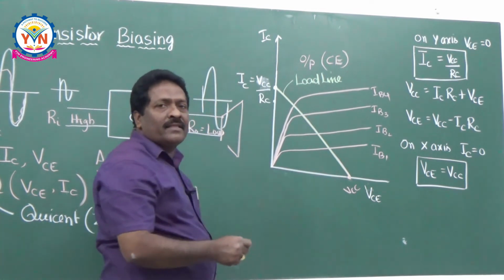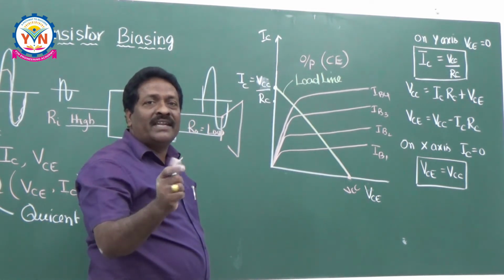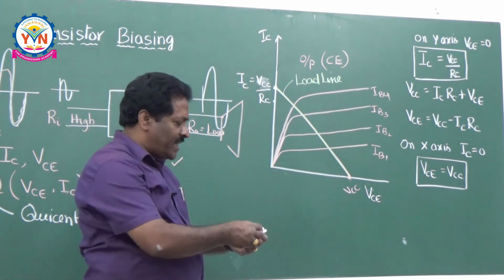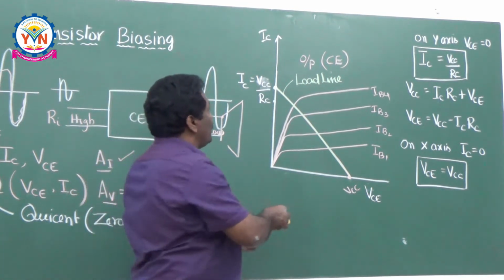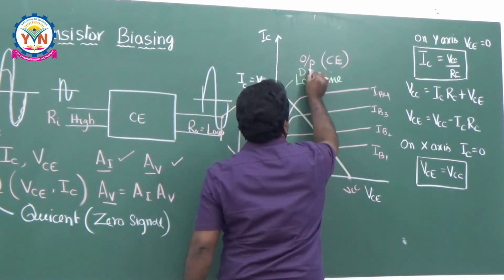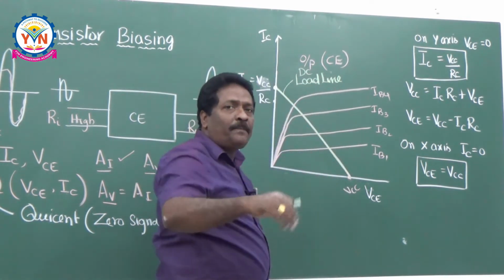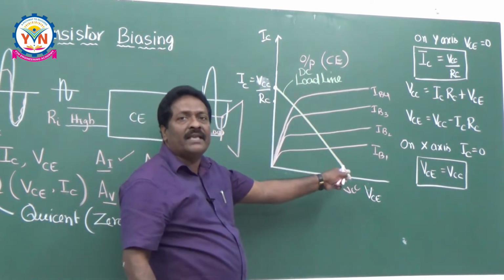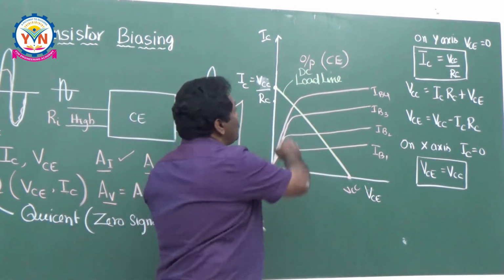But remember friends, we are considering only the DC values. We have not applied AC so far. So strictly speaking, it is the DC load line. After applying the AC signal to my amplifier, whatever line you get is the AC load line. Now, this is a load line.